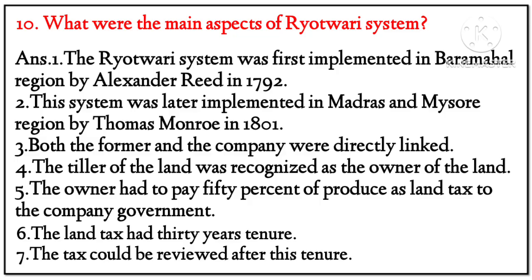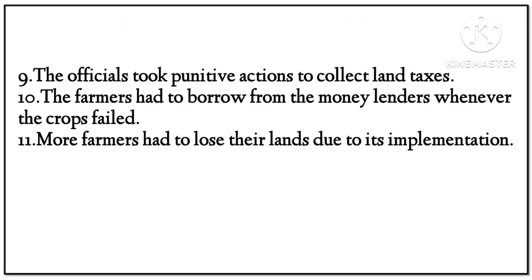The owner had to pay 50% of the produce as a land tax to the company government. The land tax had a 30 year tenure. The tax could be reviewed after this. The officials took punitive actions to collect land taxes. The farmers had to borrow from the money lenders whenever the crop failed. More farmers had to lose their lands due to this.